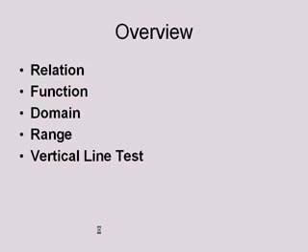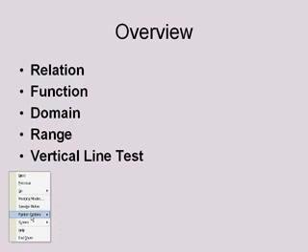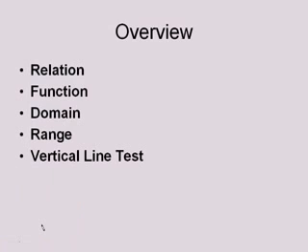So, here's the words. Word number 1 is relation. I can get my magic pen out now. A relation is just pairing x's and y's.